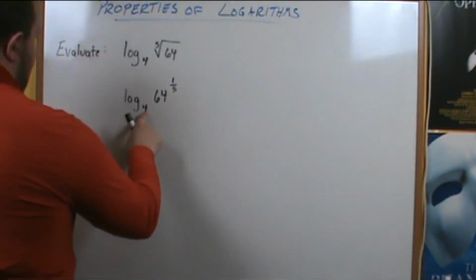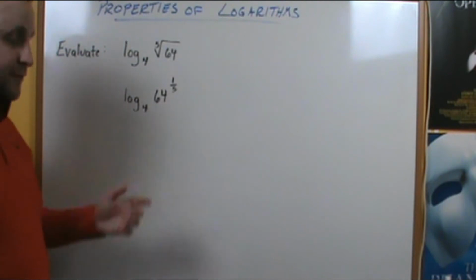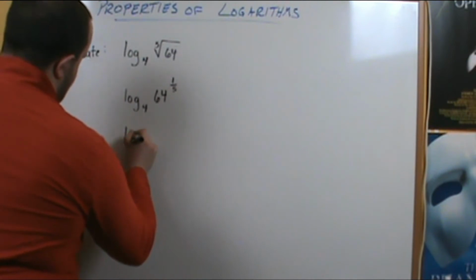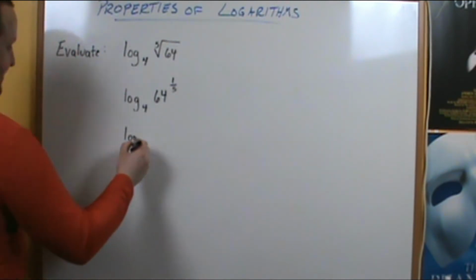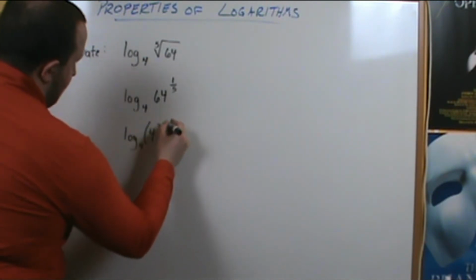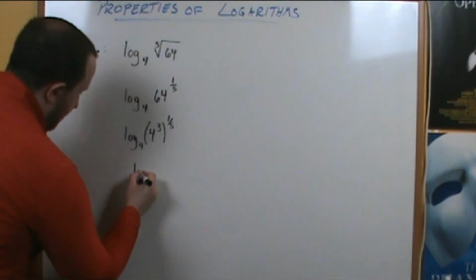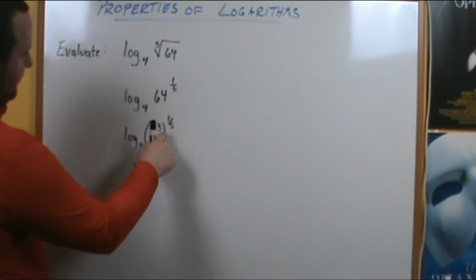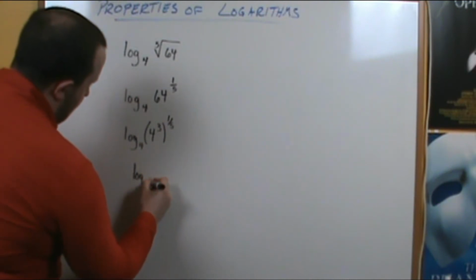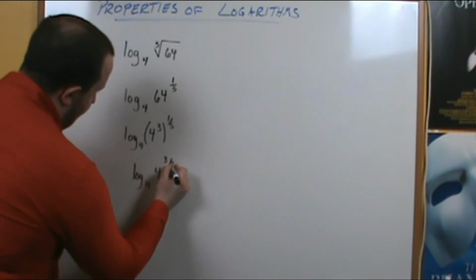The next part, notice our base here is 4. So at some point we might want to transform this 64 into something that has the same base, that has a base of 4. Well, it just so happens that 64 is 4 to the third, and that is all raised to the 1/5 power. Now this 4 to the third to the 1/5, these two powers here, that's the power of a power property. We can multiply the powers 3 and 1/5 to get 3/5.